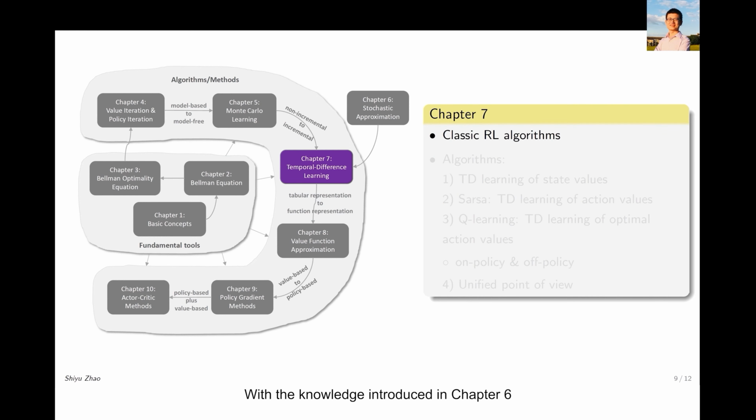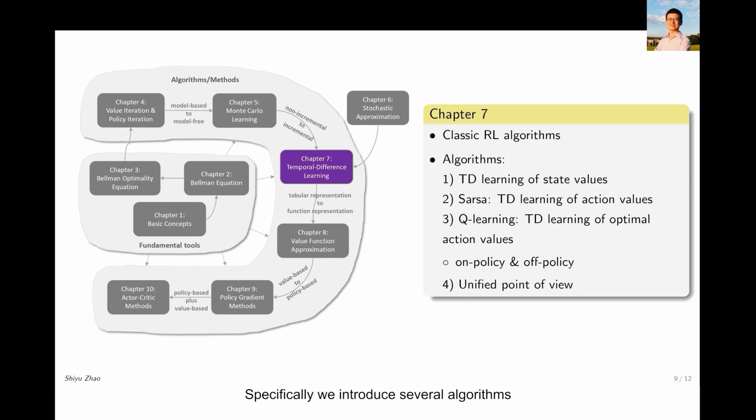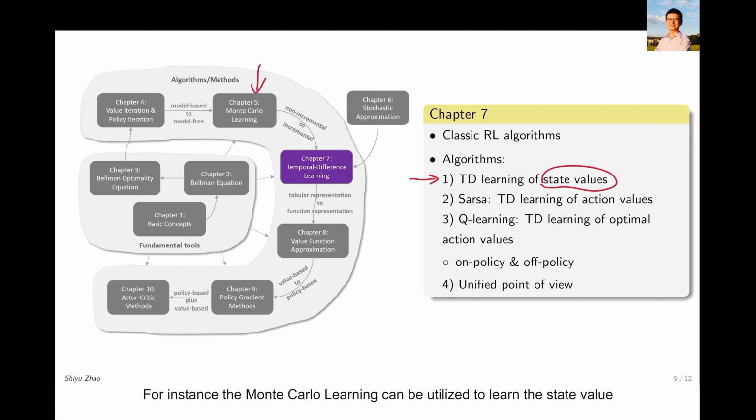With the knowledge introduced in Chapter 6, moving on to Chapter 7 becomes easier. Chapter 7 focuses on temporal difference learning, a very classic algorithm in reinforcement learning. Specifically, we introduce several algorithms. First, we introduce how to use TD learning to learn state values. The task of learning state values, which has been introduced in previous chapters, is revisited here. For instance, Monte Carlo learning can be utilized to learn the state value, and value iteration and policy iteration can also learn the state value based on models. Here we employ temporal difference learning to compute the state value.